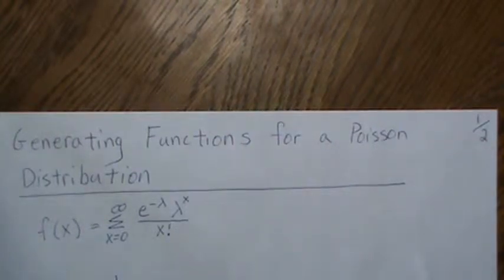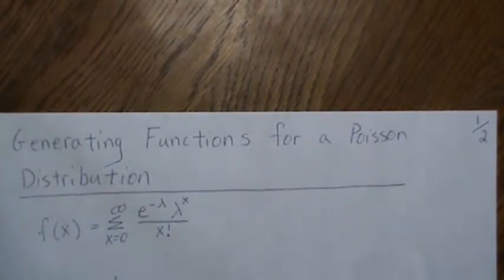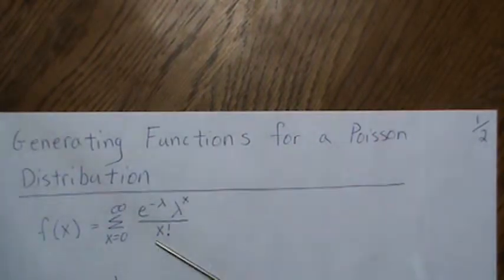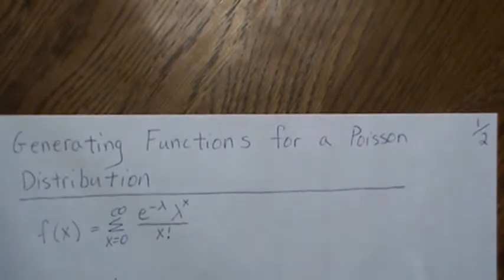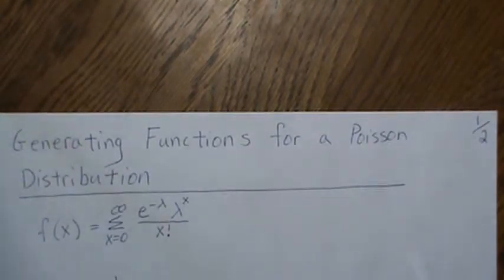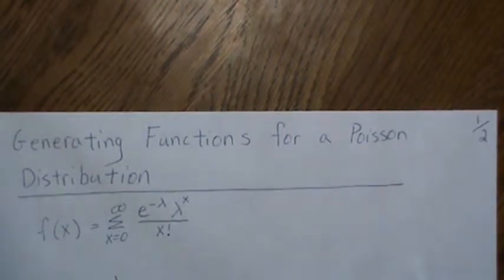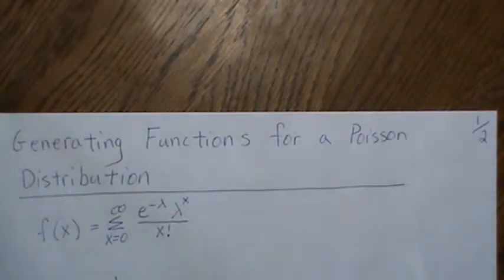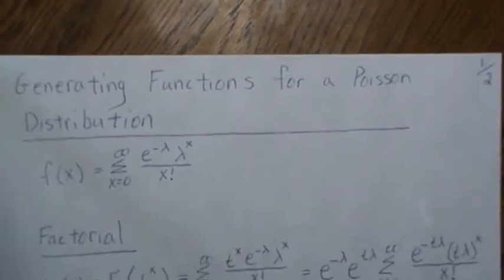Hello, in this video we're going to derive some generating functions for a Poisson distribution. Here's the density for a Poisson distribution, and we're going to find the factorial moment generating function, the moment generating function, the characteristic function, the probability generating function, and let's just jump right in.